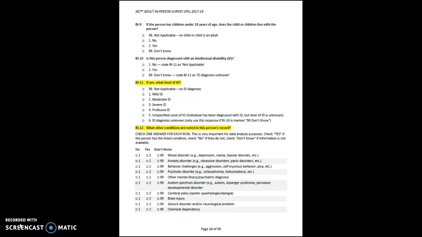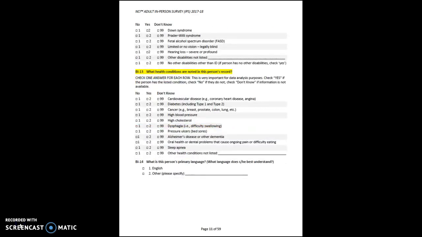This is really important here to make sure that these are medically or professionally diagnosed conditions that are in the person's record. For each of the response options here, we do have a no, yes, and don't know response, and it is crucial for data collection and analysis purposes that we have a no, yes, or don't know marked off for each of these response options.